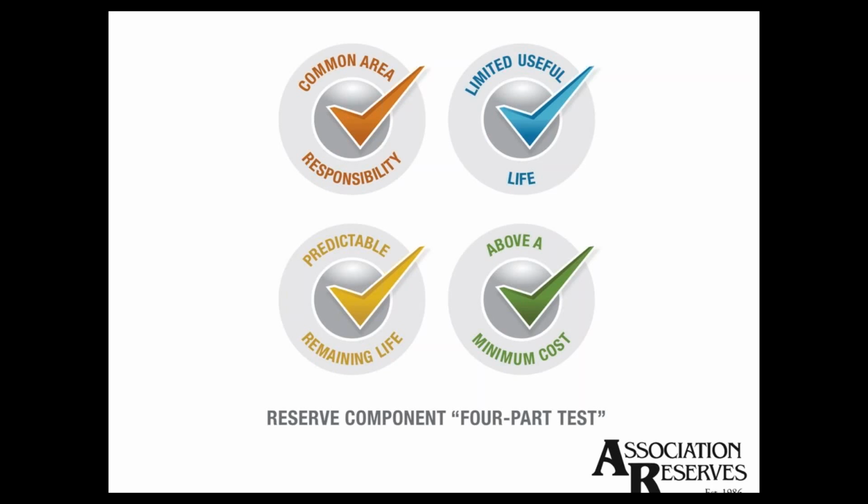And finally, the project needs to be above a minimum threshold of significance, above what can be easily absorbed into the ongoing operational budget. That threshold is often in the range of 0.5% to 1% of an association's annual budget. If it doesn't pass all four elements of this four-part test, it shouldn't be in your reserve study. And with this test, your reserve funds will repair or replace only common area elements with a useful life, predictable remaining useful life, and with a significant, to your association, repair or replacement cost.